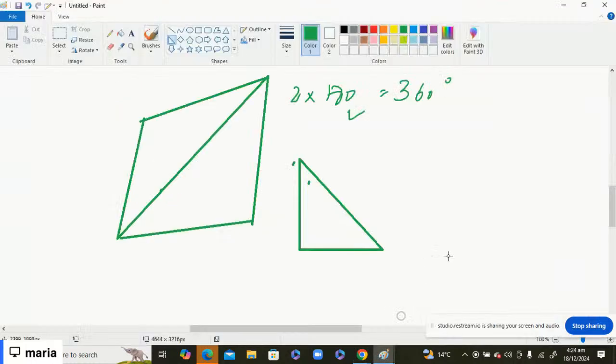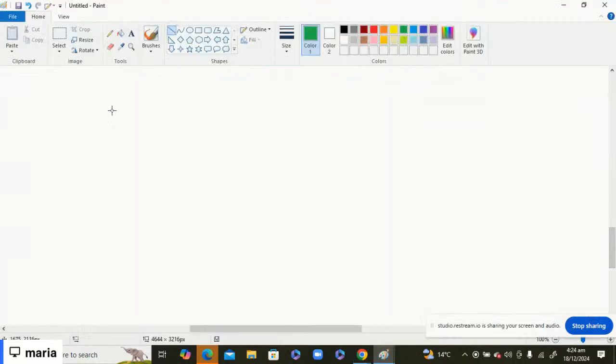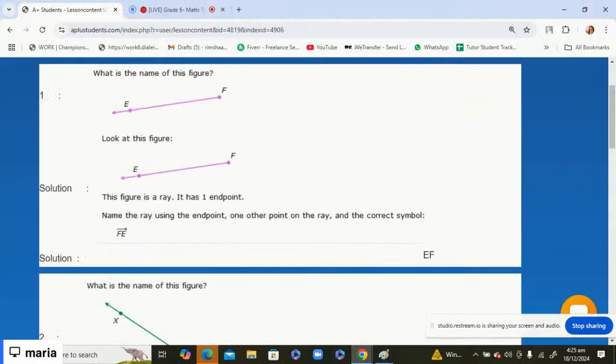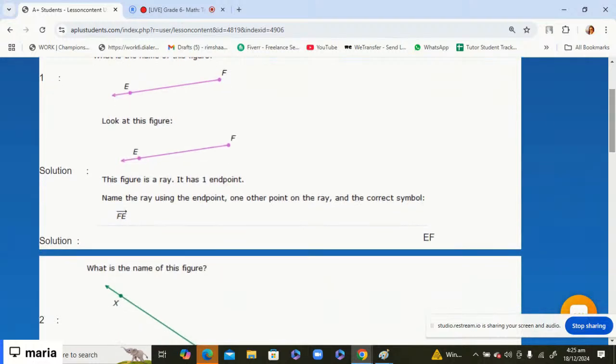Okay, look, for example here is one line, and there is one ending point over it, so this is called the ray. And the ray can be shown like, for example, here is x and y, so you write x, y, and then this arrow. Okay, and then this arrow represents the ray.